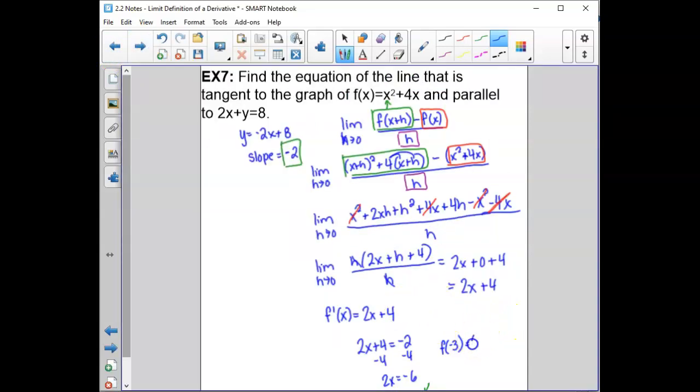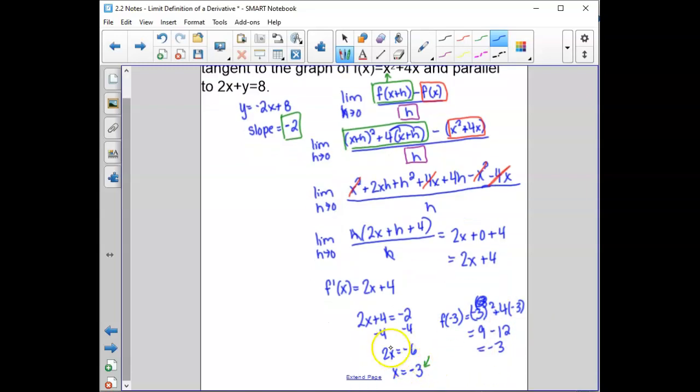-3 squared plus 4 times -3, which is going to give us 9 minus 12, which will be -3. So our x-coordinate is -3, our y-coordinate is -3 also. So we've got -3, -3. And so to write this equation, we'll have y equals -2 times x plus 3, because we're doing minus -3. And then we'll have plus -3, which will be just a -3 right here.